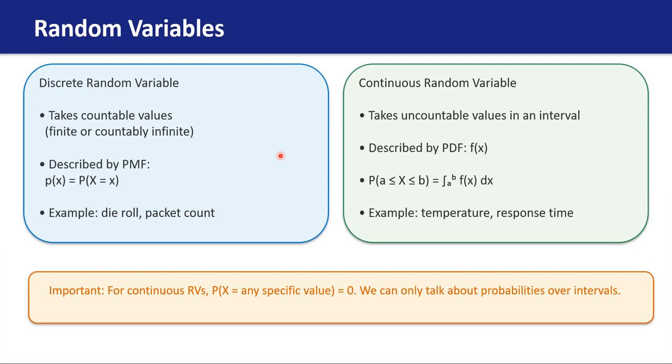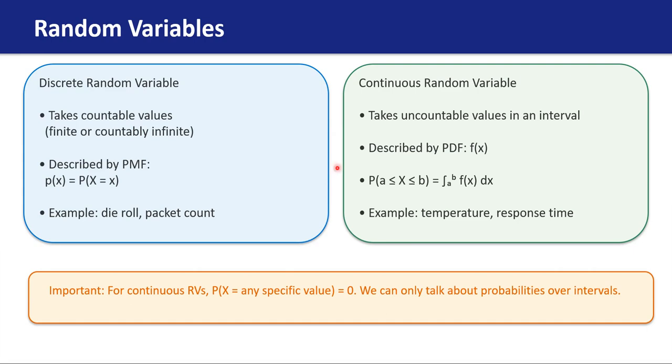Discrete random variables use a probability mass function, PMF. We write p of x equals P of X equals x. It gives the probability that X equals a specific value. On the other hand, continuous random variables take values in an interval. Think of temperature, time, or voltage.